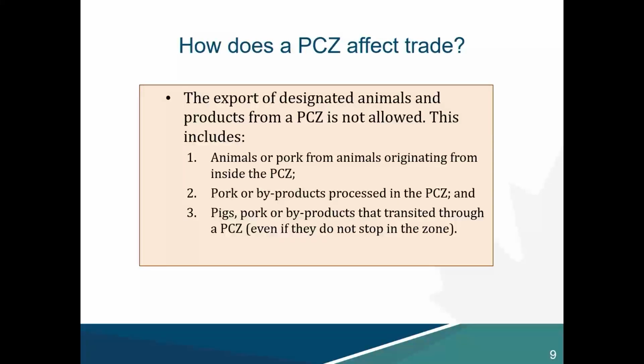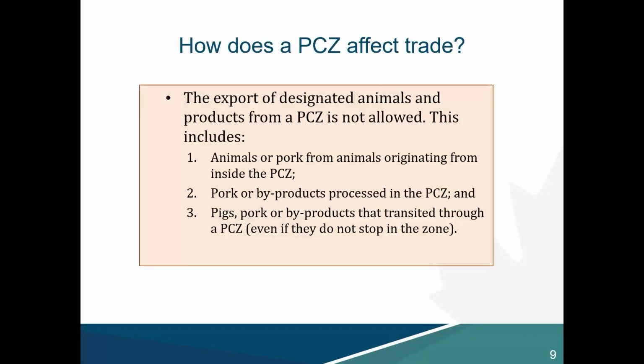Everything that's there, and you have the list of what this refers to, are what we call designated animals. So regarding ASF, that means animals and pork from animals originating from, or that have indirect contact with, pork. So in terms of exports, the animals and the meat that come from inside the PCZ are not exportable. Pork or byproducts processed in the PCZ, so if you have pork that comes from the free zone but is slaughtered and transformed in the PCZ, would not be exportable. And then the live pork or byproducts that are transited through the PCZ.